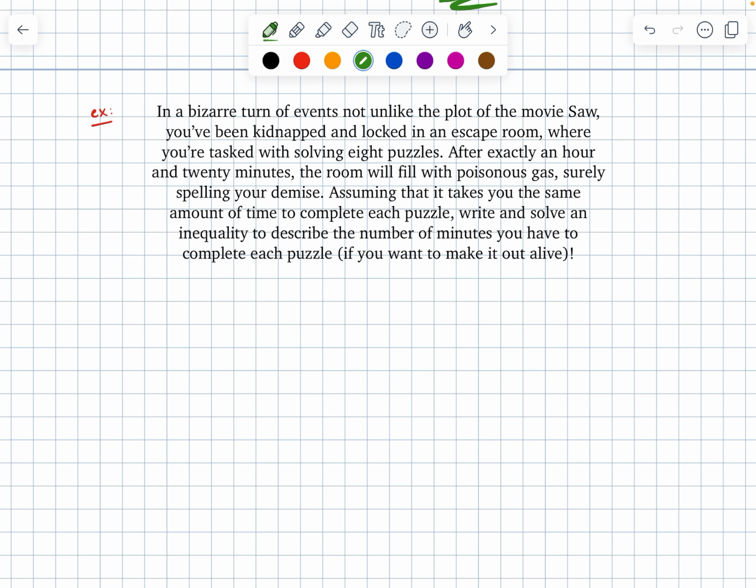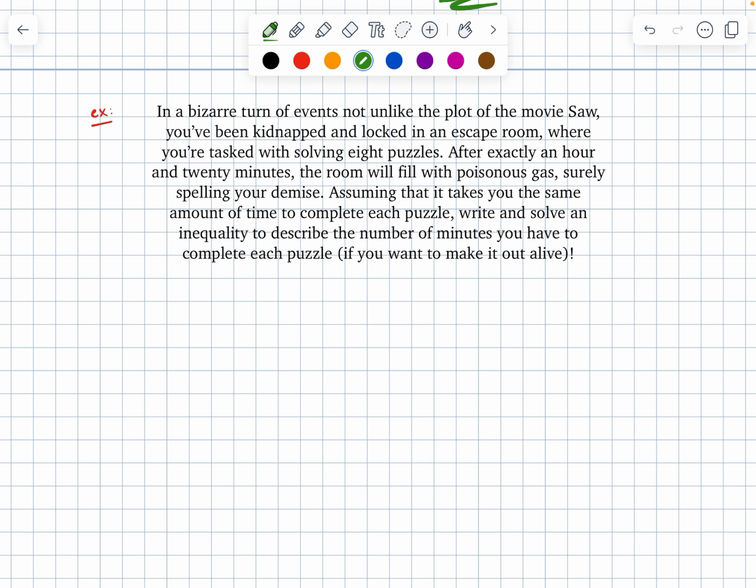In a bizarre turn of events, not unlike the plot of the movie Saw, you've been kidnapped and locked in an escape room where you're tasked with solving 8 puzzles. After exactly an hour and 20 minutes, the room will fill with poisonous gas, surely spelling your demise. Assuming that it takes you the same amount of time to complete each puzzle, let's write and solve an inequality to describe the number of minutes you have to complete each puzzle, assuming, of course, that you want to make it out alive, which in the context of the problem, you probably do.